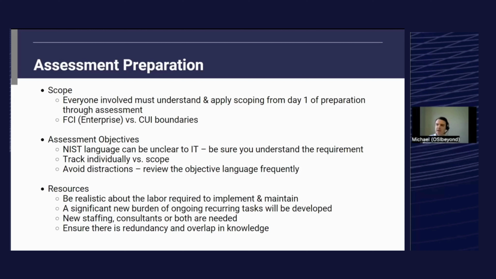Try to disseminate that information out as much as you can so people understand the boundaries of the system, particularly the FCI versus CUI boundaries. You're most likely going to have a wider FCI boundary than CUI, and make sure everyone knows more or less where that is. Not necessarily from a purely technical perspective, but just the basics in terms of where that information should or should not be.